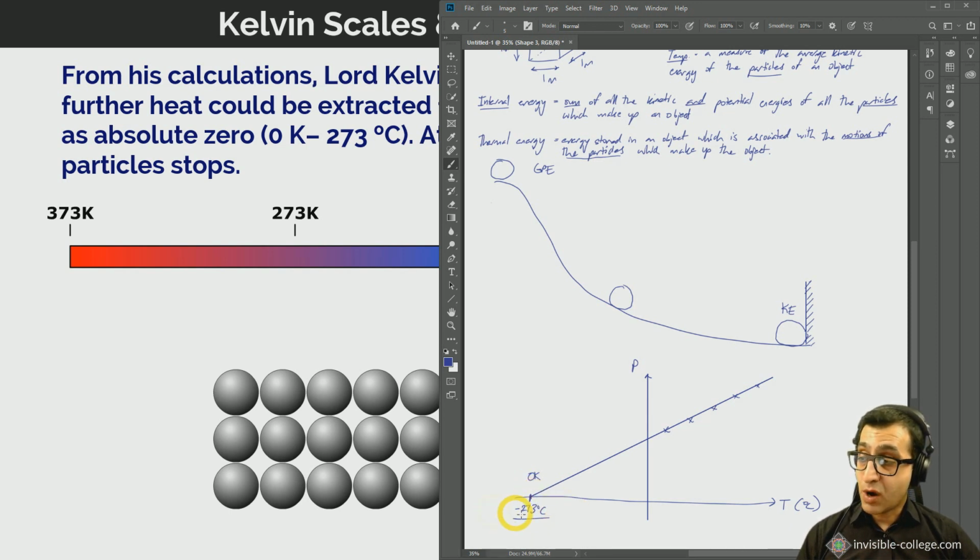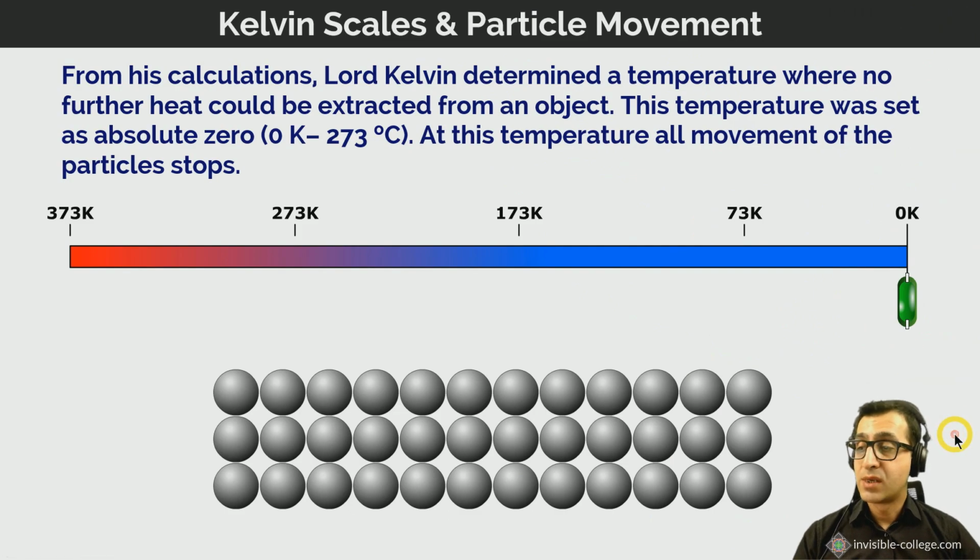He measured this on his graph as minus 273 degrees centigrade, so he set the 0 of his scale at this temperature, because this is the temperature at which the pressure of a gas must be 0 and its particles must have stopped moving. So there can be no colder temperature than this. And that's basically the way that the Kelvin scale was defined.